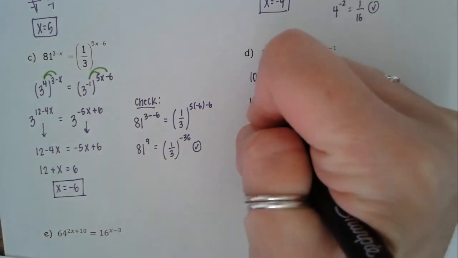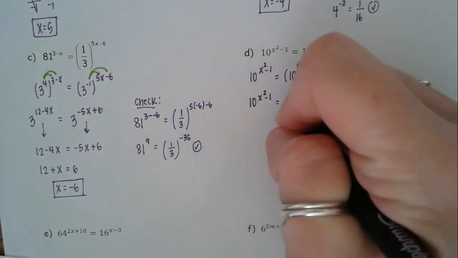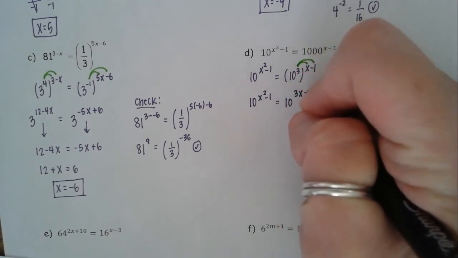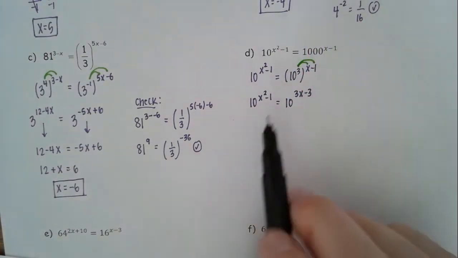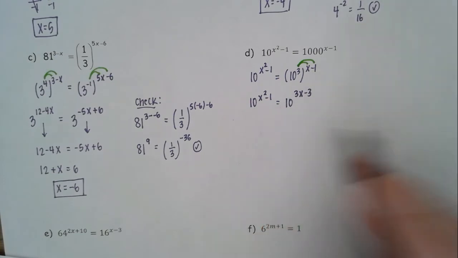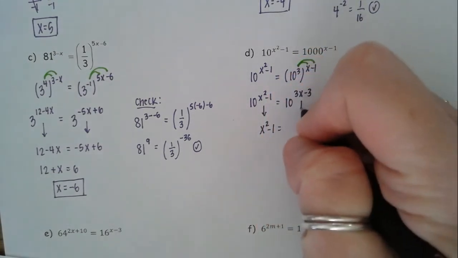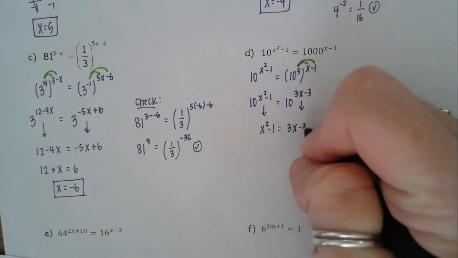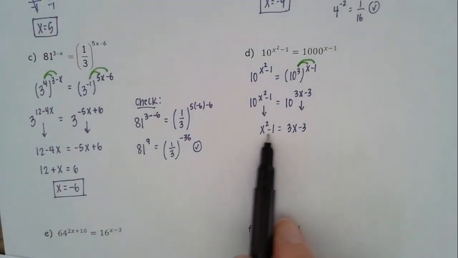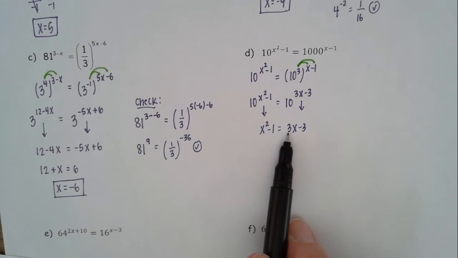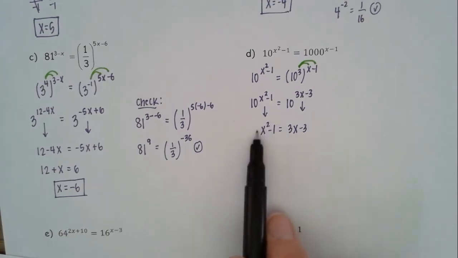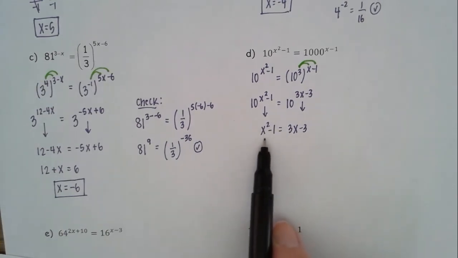So 10 to the x squared minus 1 is equal to 10 to the 3x minus 3. And then my base is 10, my base is 10. Go ahead and bring down my exponents and set them equal. And the difference between this one and the other equations that we were solving is now we have a quadratic that's forming, and I know it's a quadratic because there's an x squared over here.